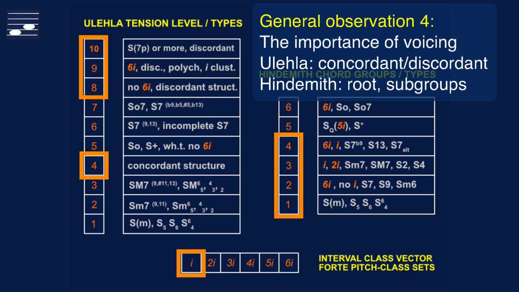Depending on the vertical distribution of closed versus open, highly dissonant minor seconds, major sevenths and minor ninths, she calls the former concordant, the latter discordant structures.